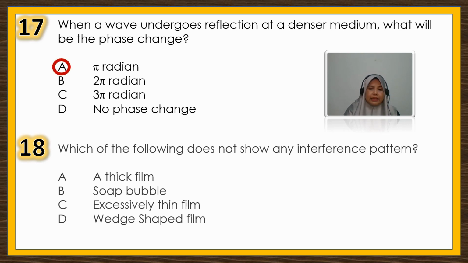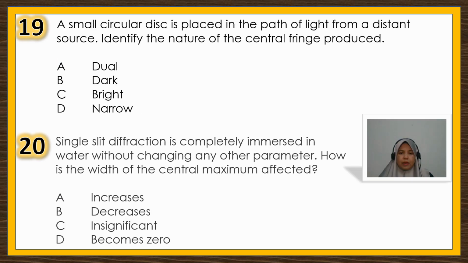For question number 18, which of the following does not show any interference pattern? So the best answer is C, which is the excessively thin film, because it is too thin, we cannot produce the interference pattern. For question number 19, a small circular disc is placed in the path of light from a distant source. Identify the nature of the central fringe produced.